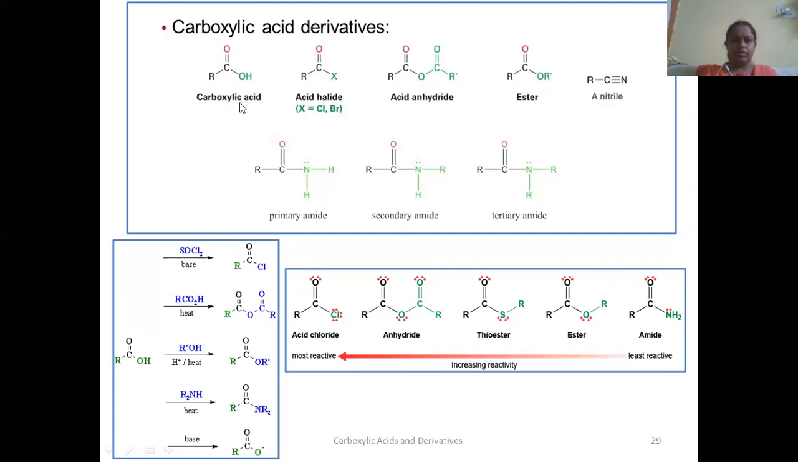So see, carboxylic acid, when OH is replaced with halide, it becomes acid halide. When it is replaced with one more acid group, it will become acid anhydride. If it is replaced with OR, it is ester. If it is replaced with NH2, it becomes an amide. So these are the preparations. These we have already discussed in the previous class. Among all the acid derivatives, acid chloride is the most reactive. Now let us see the chemical properties of all these carboxylic acid derivatives.